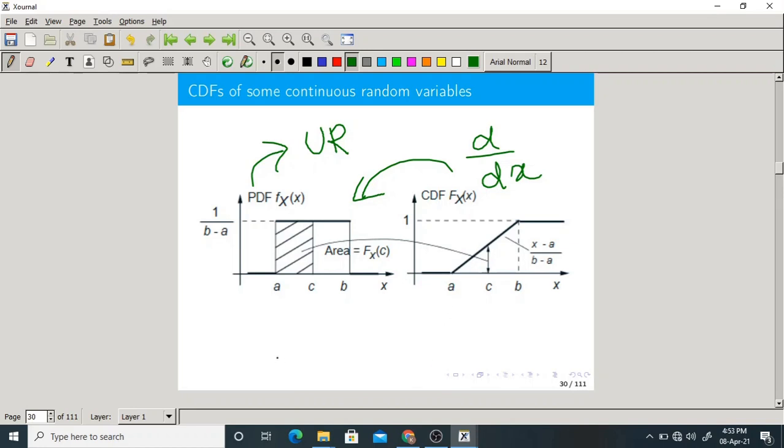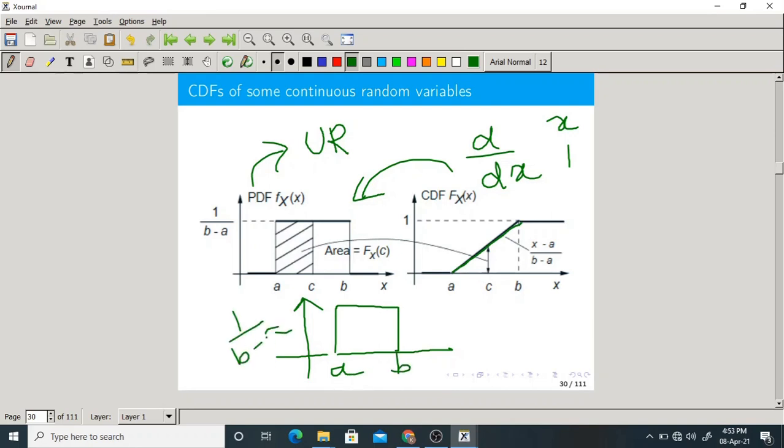Okay, what will happen if you do differentiation? So here 0. Next, this is a straight line. If you do differentiation, what do you get? Suppose what is the differentiation of x? 1. In the same way, what is the differentiation of x minus a by b minus a, where a and b are constants? That is 1 by b minus a. From a to b, 1 by b minus a. Now after b, it is 1, a constant. What is the differentiation? 0.